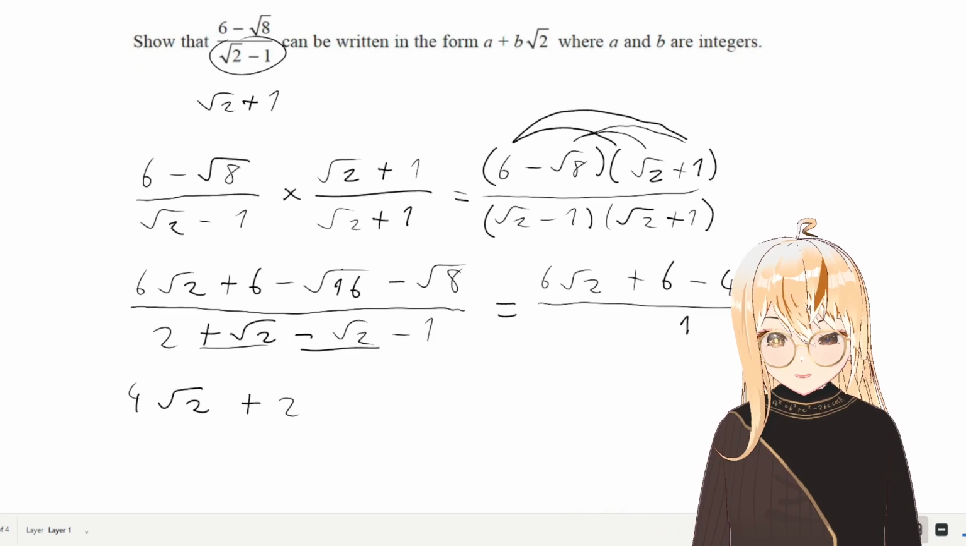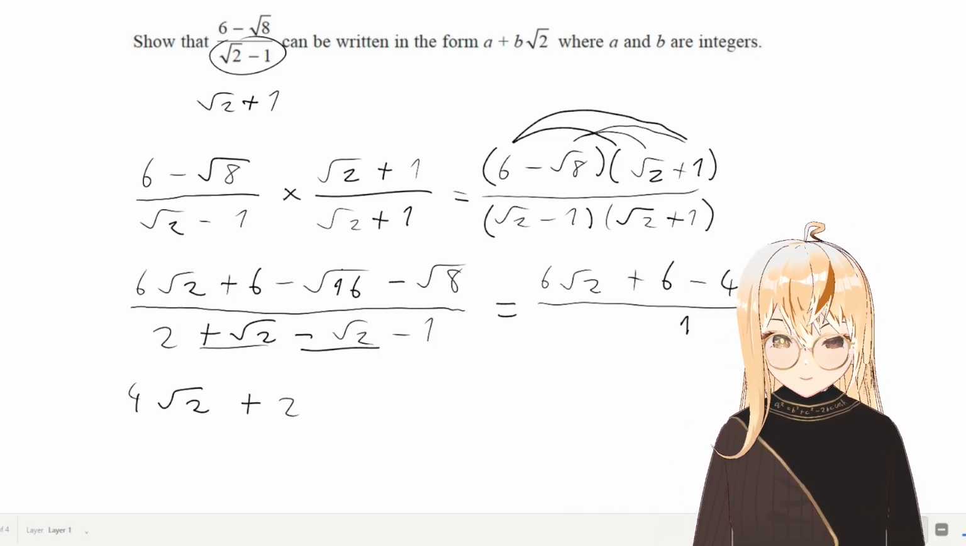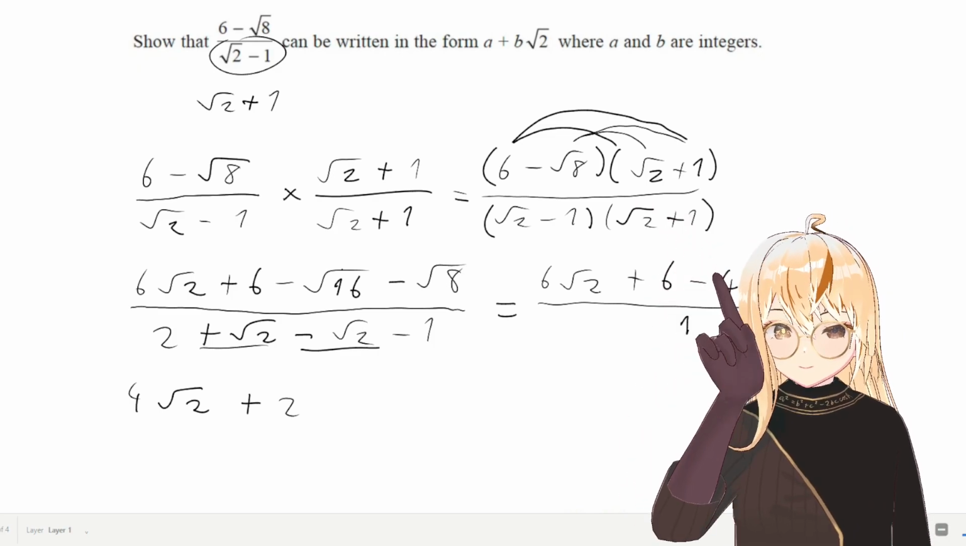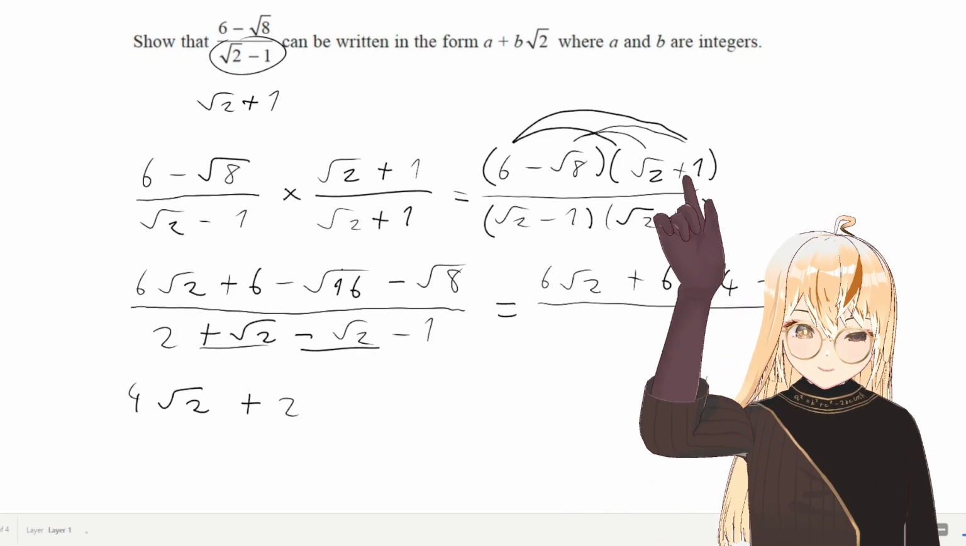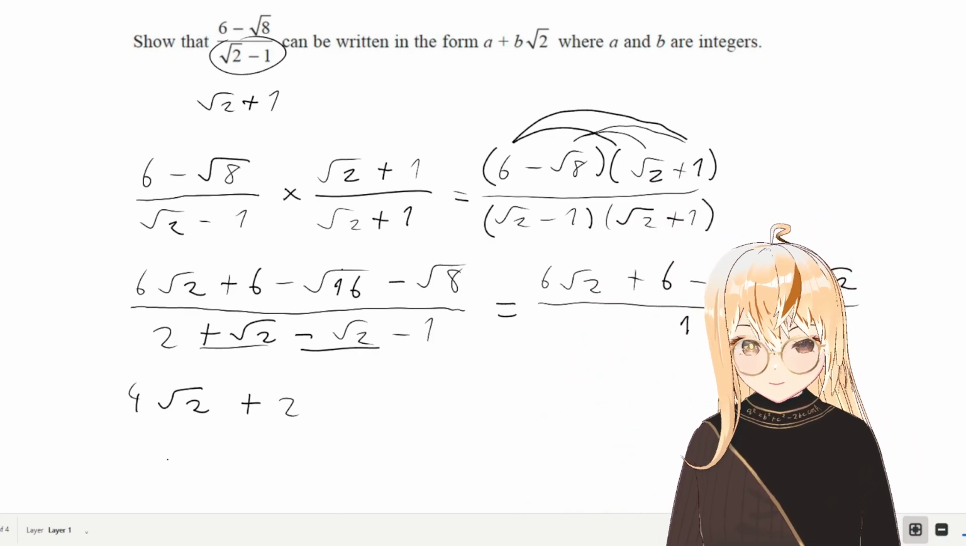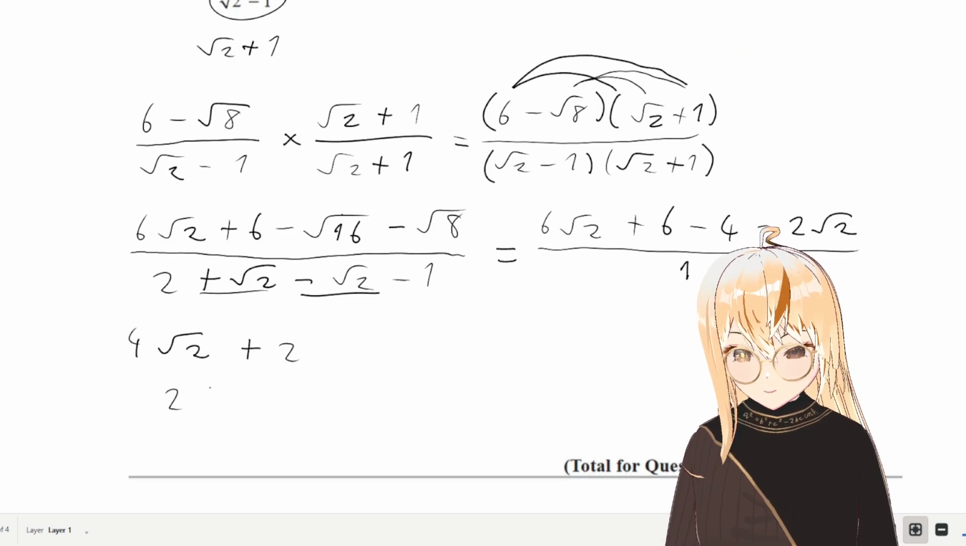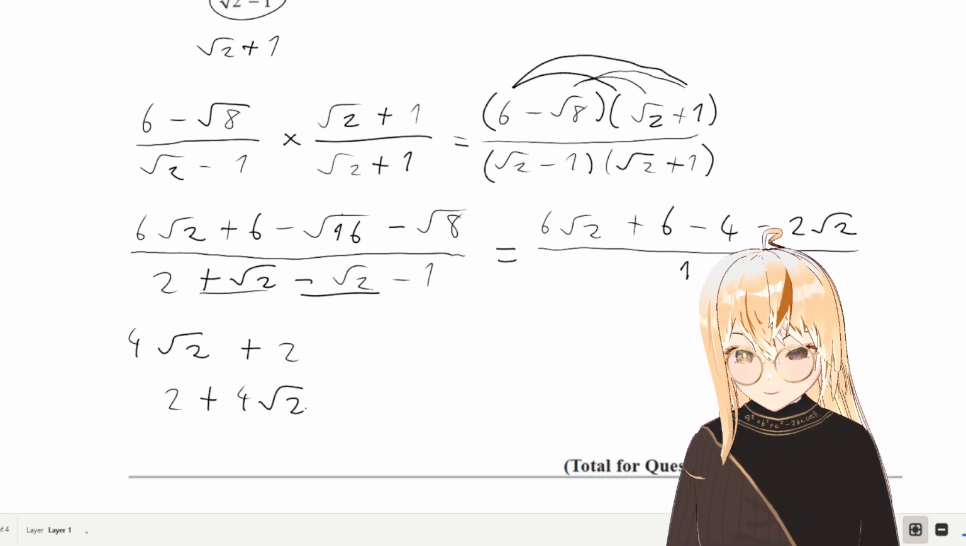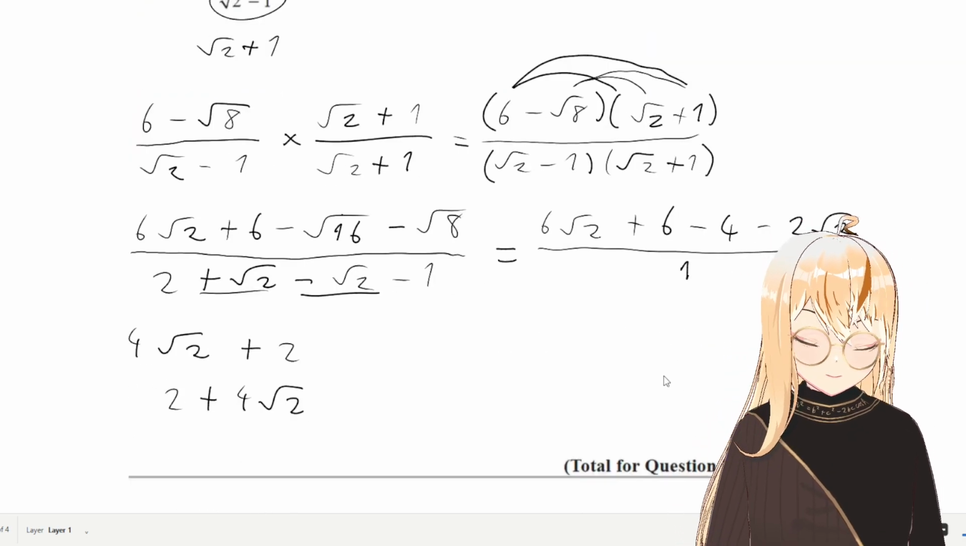The question asks for a plus b root 2. I can't really point all the way, but I'm just going to flip it around because it wants us to. We'll just say 2 plus 4 root 2 is our answer. Okay, that's 3 marks, nice.